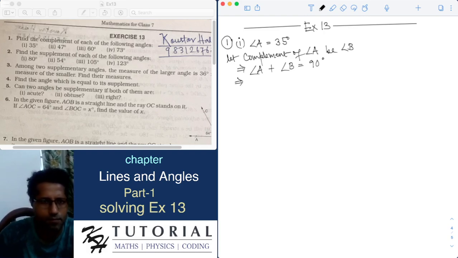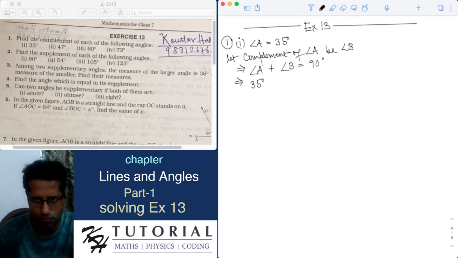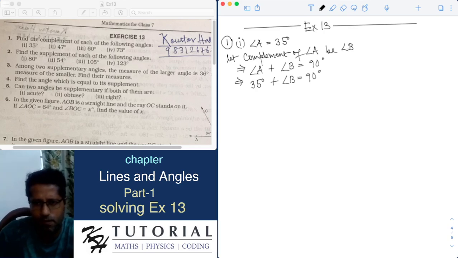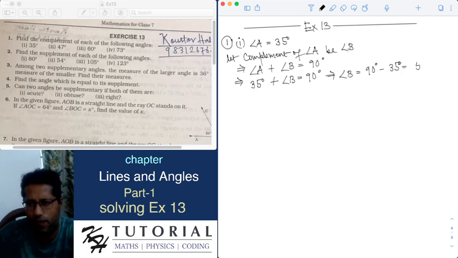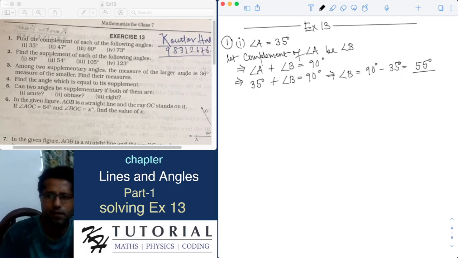Now angle A is given to be 35 degrees. We have to find its complement. So we have assumed that the angle 35 be A and the complement of angle A be B. So we must have angle A plus angle B equals 90 degrees. This implies 35 degrees plus angle B equals 90 degrees, and this implies angle B is equal to 90 degrees minus 35 degrees, which is 55 degrees. So 55 degrees is the complement of angle 35.